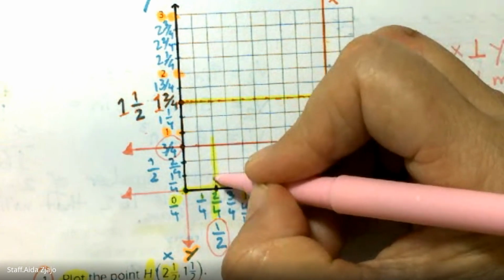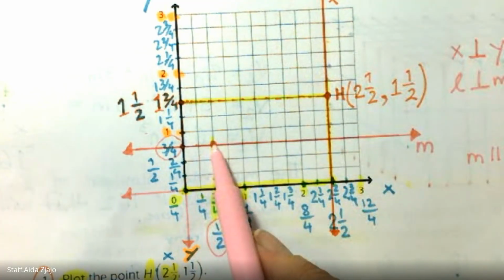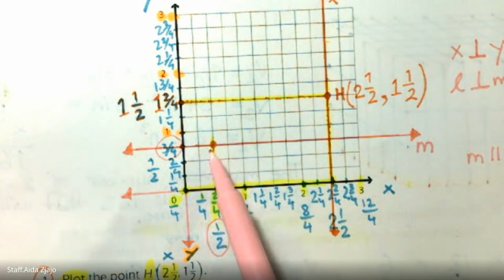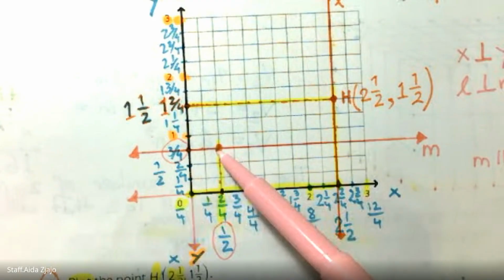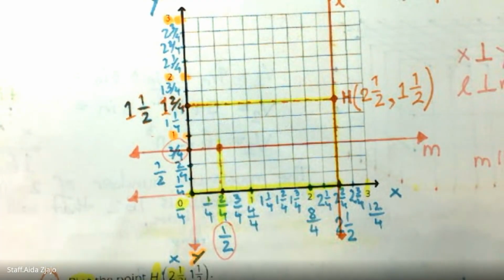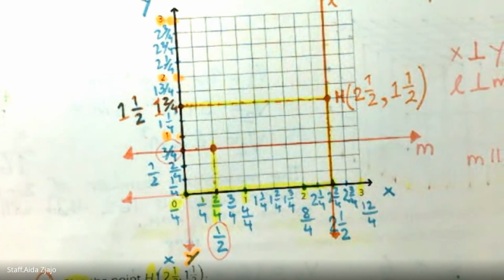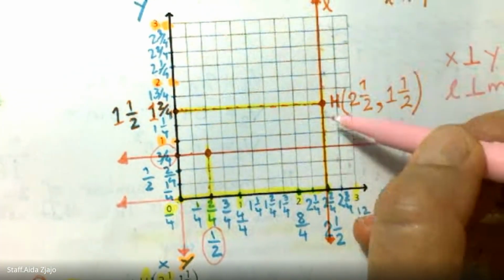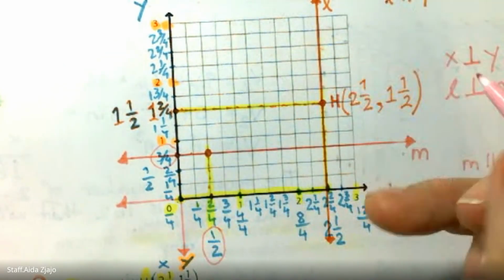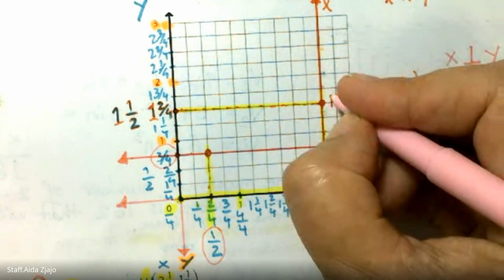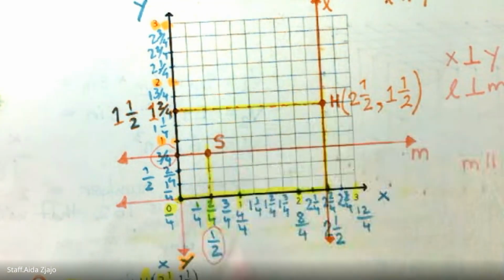So the point has to be on M, and it is a half unit away from the y-axis. So it's right here. Okay, so I found the point right there. We can label it S. Okay, I'm going to label that S point right there.